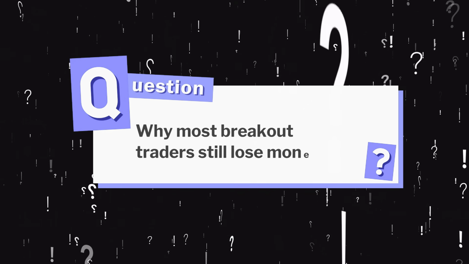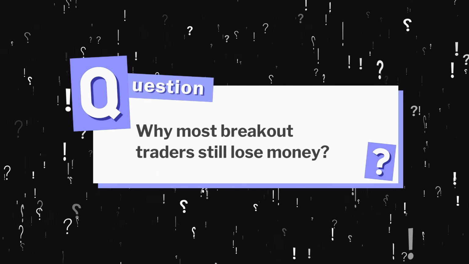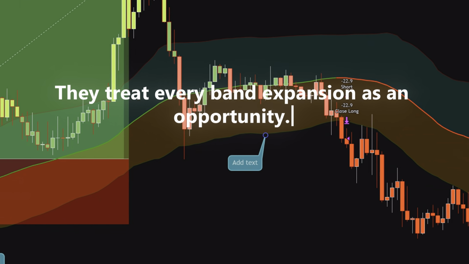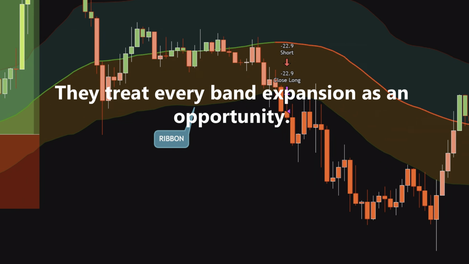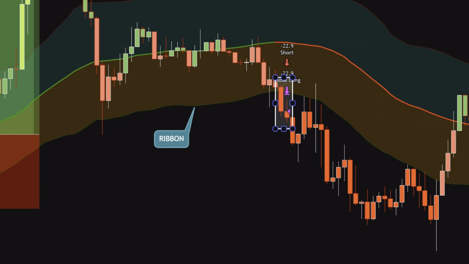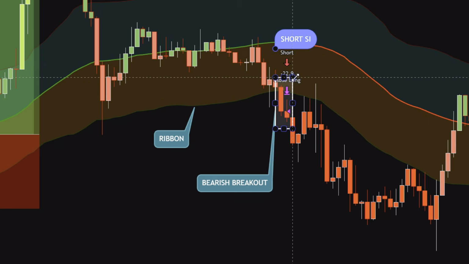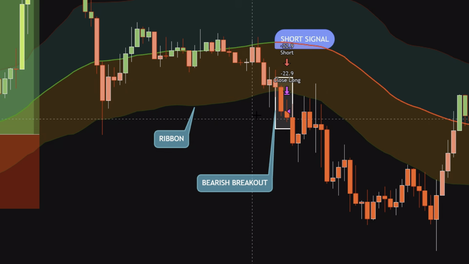Here's why most breakout traders still lose money. They treat every band expansion as an opportunity. The basic logic sounds simple. Price closes outside the band, you jump in. But in real markets, that approach gets destroyed by fakeouts, stop hunts, and low conviction chop.